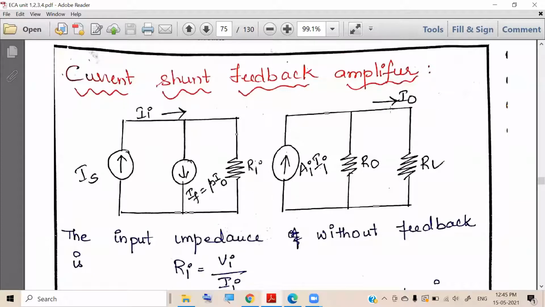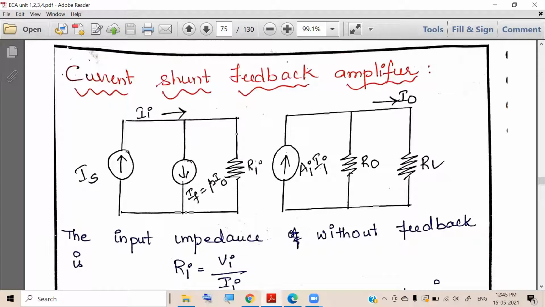As discussed, output is current and input is also current. If input is current, the feedback signal is also current. Whatever is the input, the same is the feedback signal. Since the output is current and the feedback signal is current, we can write If equals beta into I0. So here the relation is If equals beta into I0.